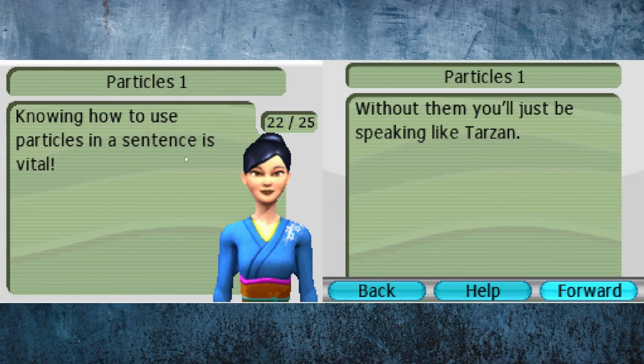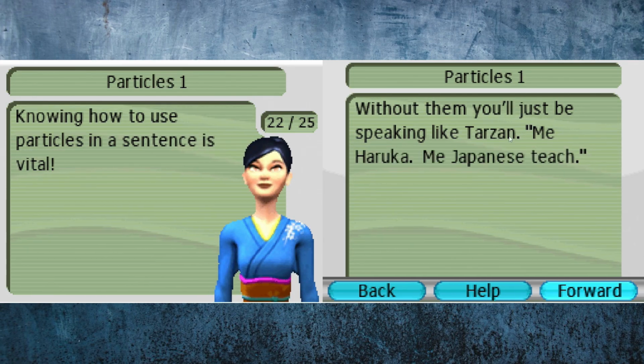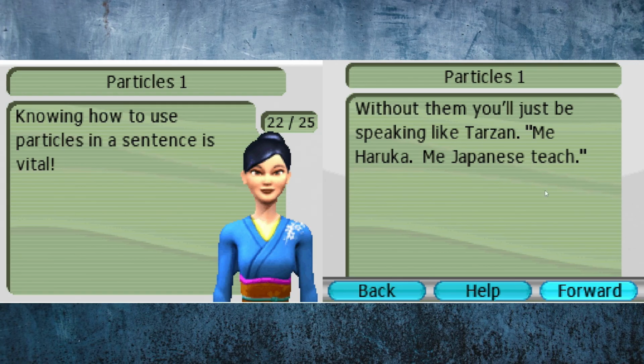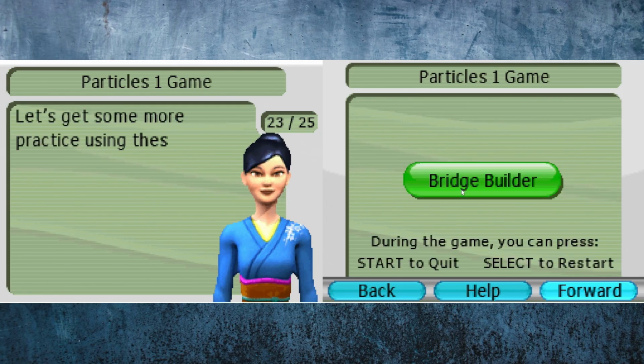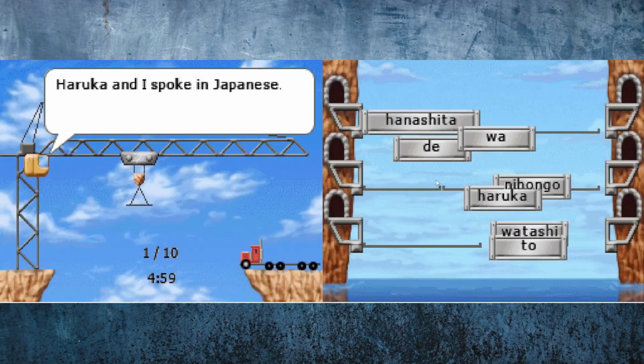Knowing how to use particles in a sentence is vital. Without them, you'll be speaking like Tarzan. Me, Haruka. Me, Japanese teach. Okay, this will challenge us very hard. Let's get some more practice using these in sentences.